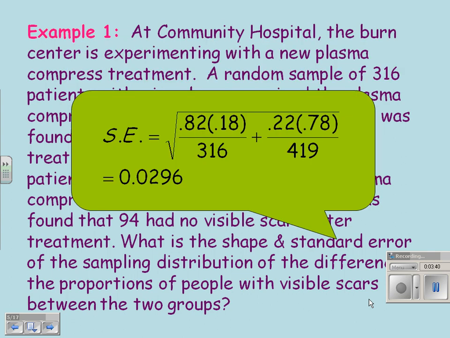Then we can plug in our different percentages, and we can calculate our standard error using the formula that I just showed you. So the standard error then is 0.0296.